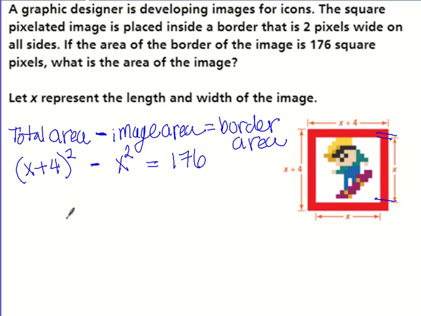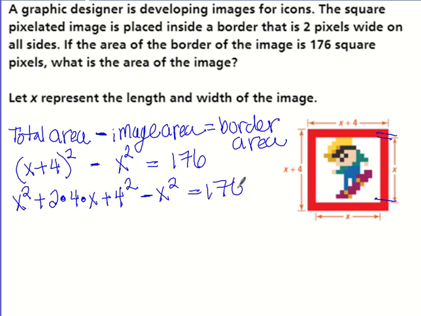So we have to first solve for x. This is that squared situation where we can just do a squared plus 2 times a times b, which is 2 times 4 times x, and then plus b squared, which is 4 squared. And then we're going to minus x squared, and that's going to equal 176. So if I clean this up: x squared plus 8x plus 16, I forgot the 16, minus x squared equals 176.